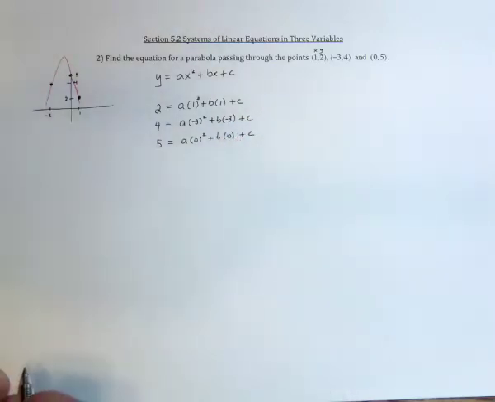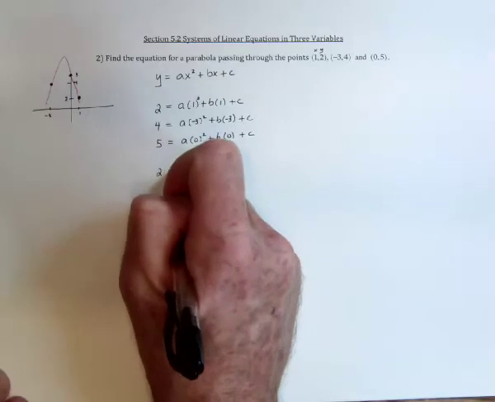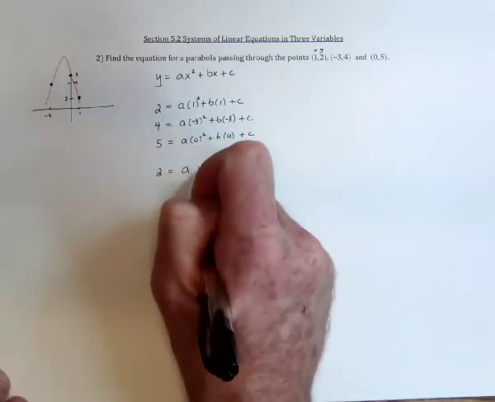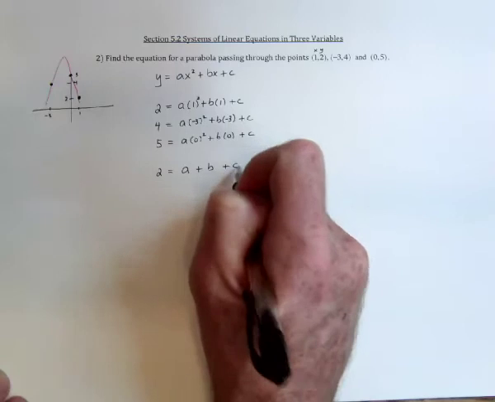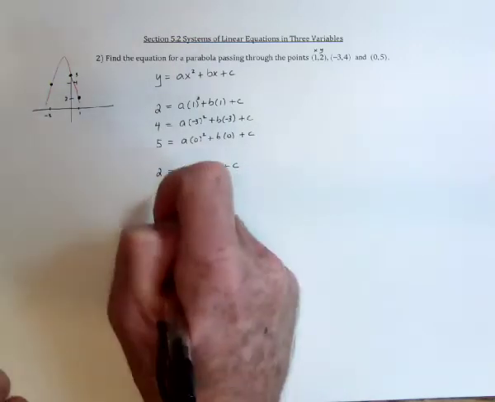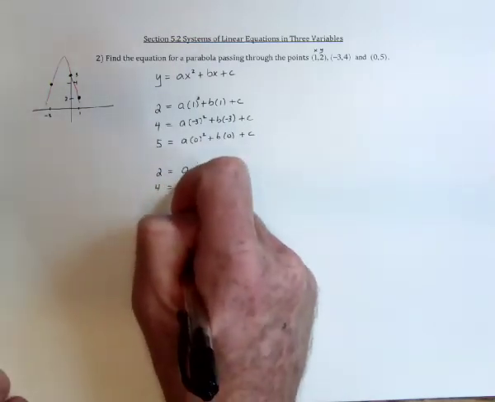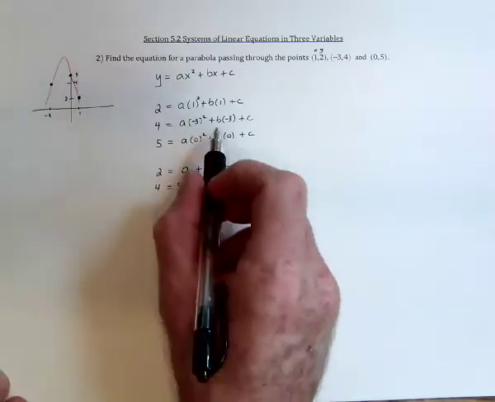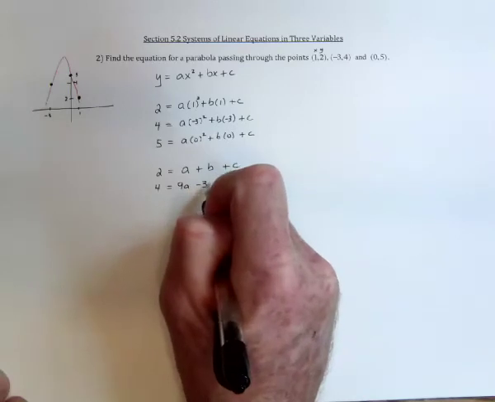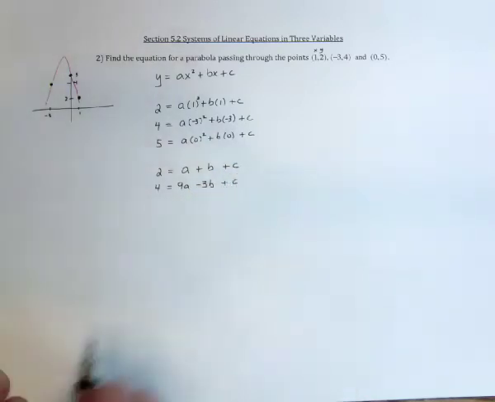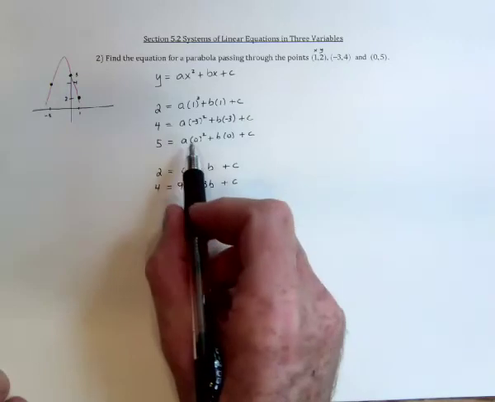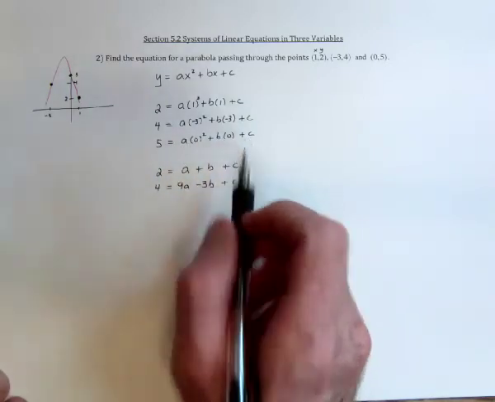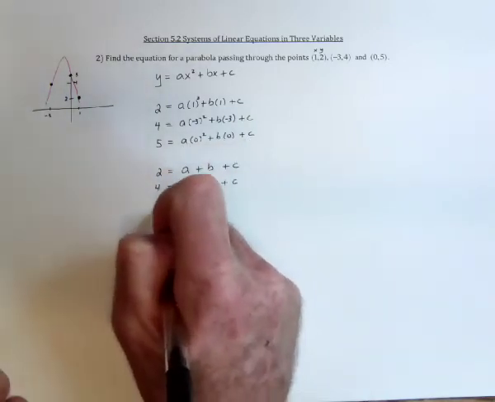And now we have 3 equations with 3 variables, a, b, and c. So we can simplify them. The top one would be that 2 equals a times 1, plus b times 1, plus c. The middle equation is that 4 equals 9 times a, from squaring the -3, it's a +9. And over here, it's going to be -3b plus c. And the bottom equation, all of this gets canceled. We just have that c is equal to 5.